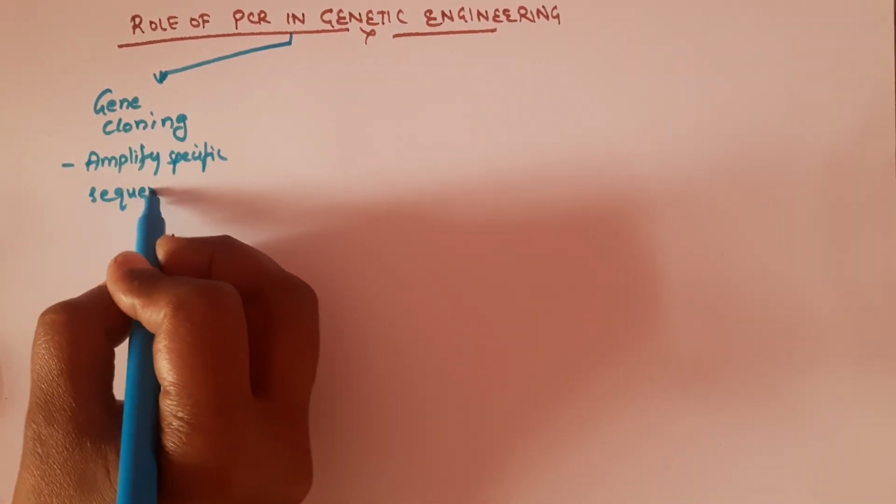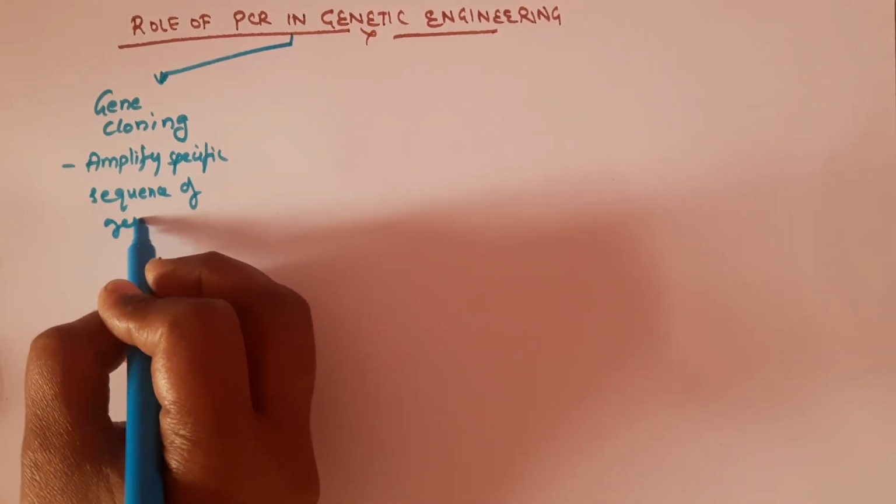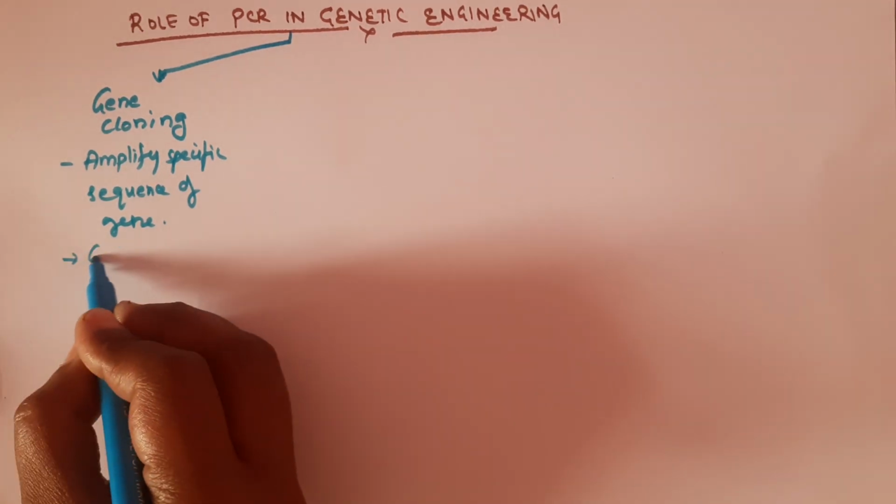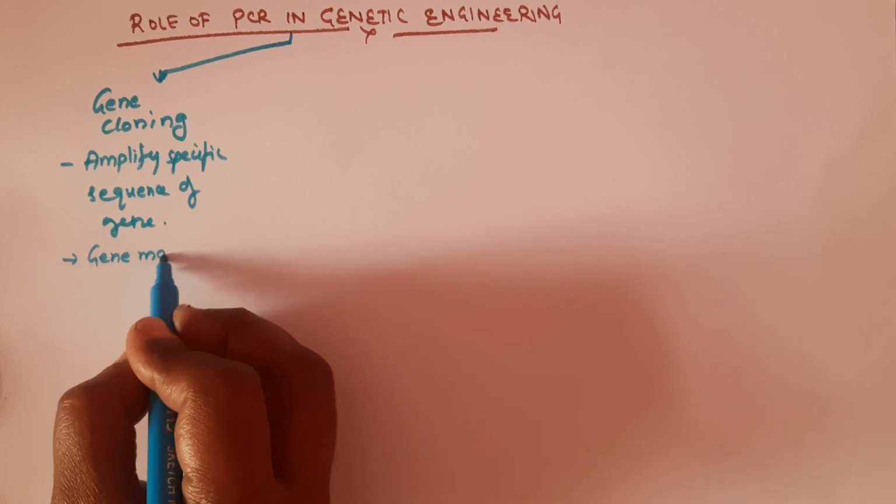Of the gene of interest. Then that amplified gene is inserted into a vector for manipulation and expression. So it is used for gene manipulation studies.